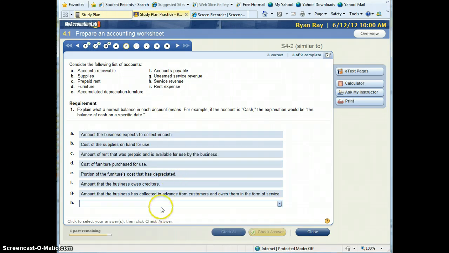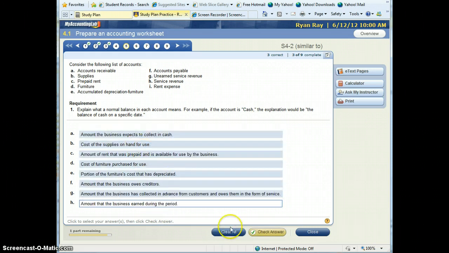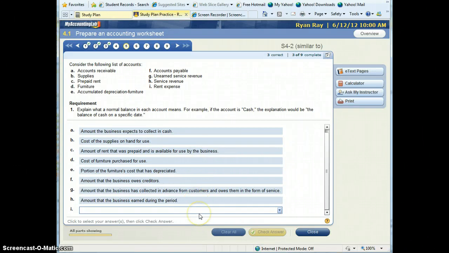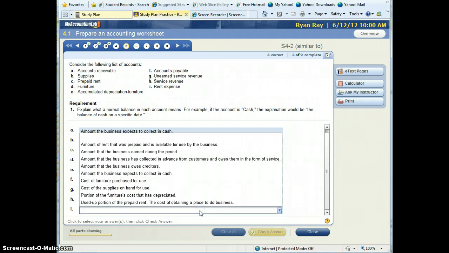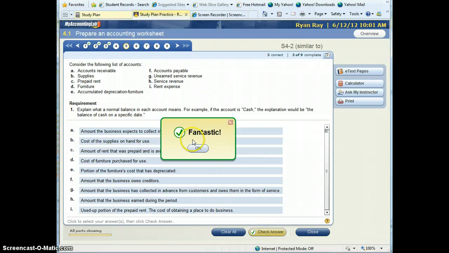Okay, service revenue, the amount that the business actually earned during the period. And rent expense is the actual rent that was used up during the period. The used up portion of prepaid rent. The cost of obtaining a place to do business. If you didn't have prepaid rent, your monthly rent would be what? That would be the amount you have for rent expense.